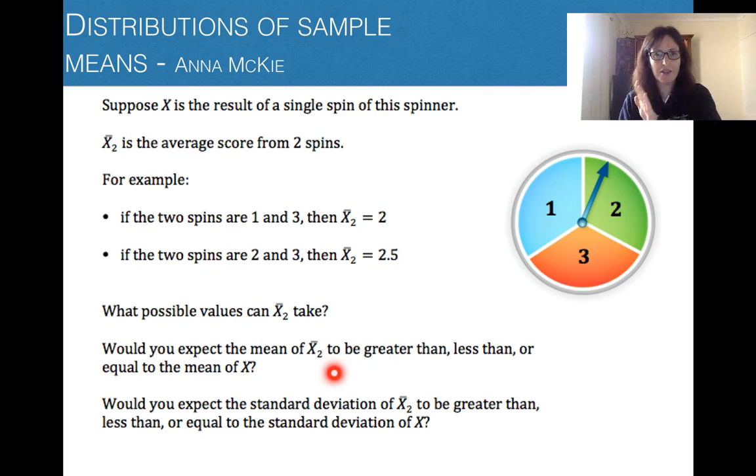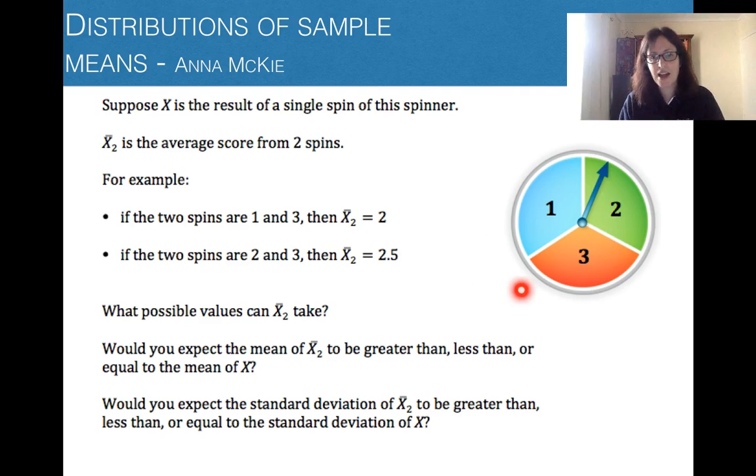So comparing those two in your mind, what would you expect the mean of X bar 2 to be? Would you expect it to be greater than, less than, or equal to the mean of X, which I've told you is 2? And what would you expect the standard deviation of X bar 2 to be? Would it be greater than, less than, or equal to the standard deviation of X? So that means how spread out.